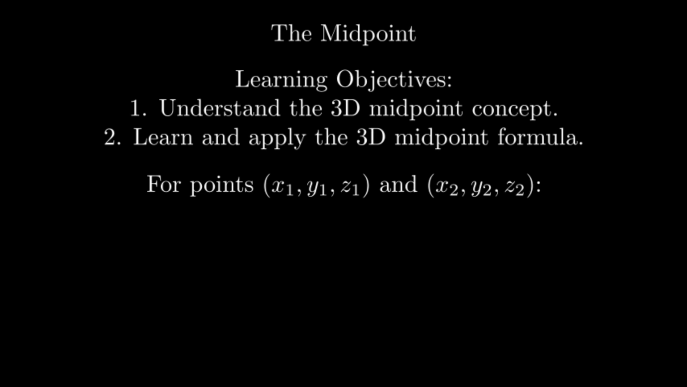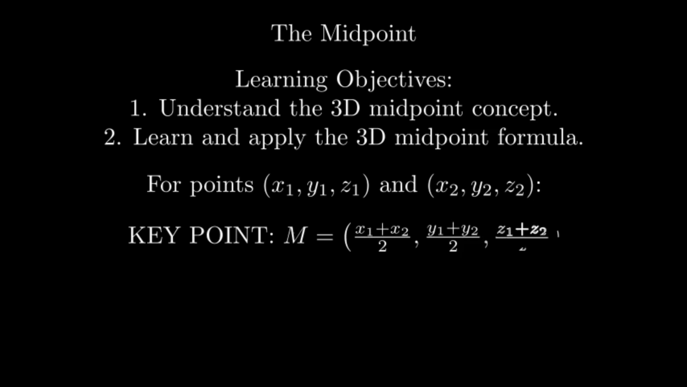Given our 2 general points, (x1, y1, z1) and (x2, y2, z2), the midpoint, which we'll call M, has coordinates found by averaging the x's, averaging the y's, and averaging the z's. So the formula for the midpoint M is the sum of the x coordinates divided by 2, the sum of the y coordinates divided by 2, and the sum of the z coordinates divided by 2. Each component of the midpoint's coordinate is the average of the corresponding components of the endpoints. It's an intuitive and simple formula to remember and use.